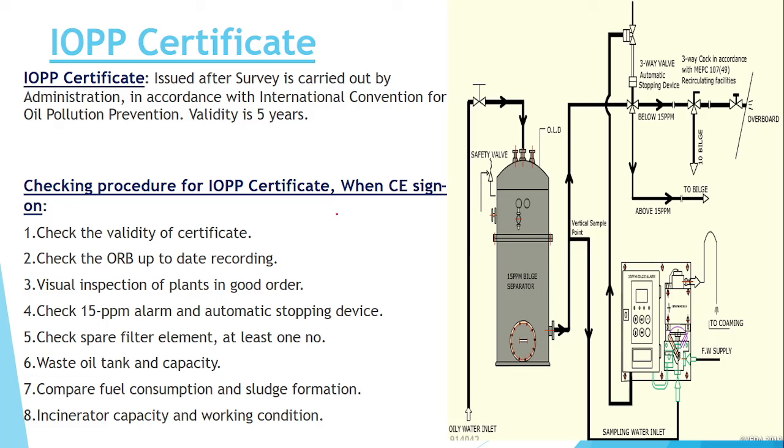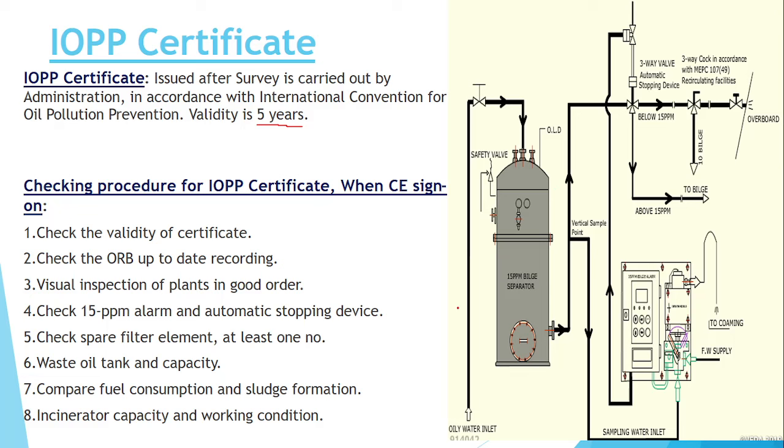renewal survey are. Now the IOPP certificate is issued for a period of 5 years. For a period of 5 years, you will get an IOPP certificate after you are found to be following all the conditions of MARPOL Annex-1.